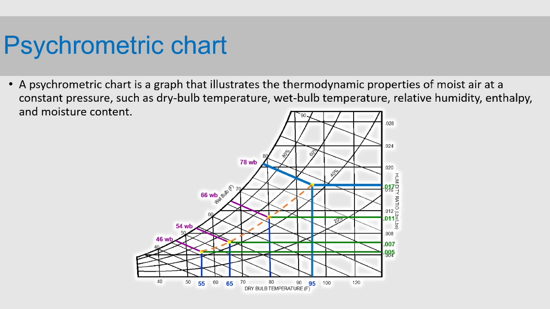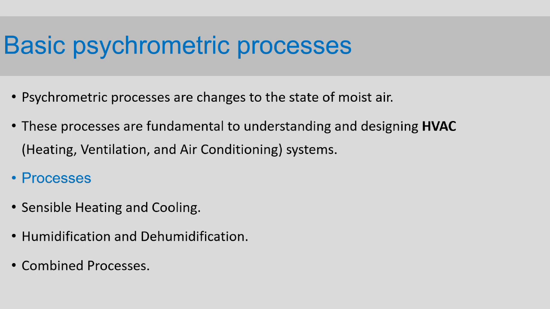Psychrometric chart. It's a graph which illustrates the thermodynamic properties of moist air at a constant pressure, such as dry bulb temperature, wet bulb temperature, relative humidity, enthalpy and moisture content. Very important topic. Next, basic psychrometric processes. So these processes are changes to the state of moist air. These processes are fundamental to understanding and designing HVAC, heating, ventilation and air conditioning systems. So different psychrometric processes like sensible heating and cooling, humidification and dehumidification, combined processes.